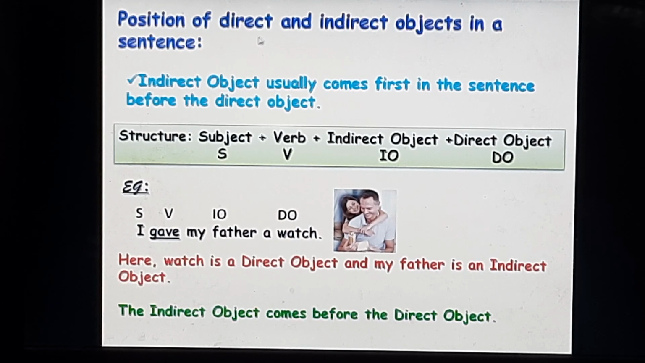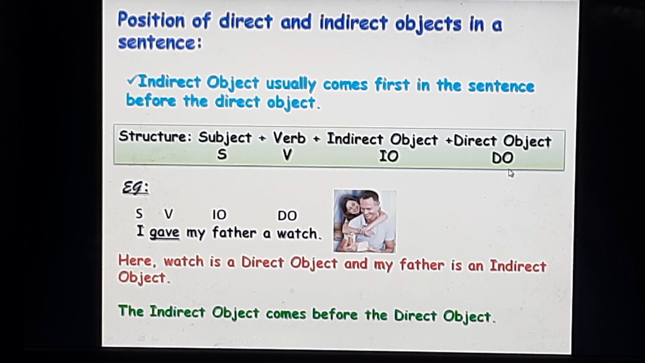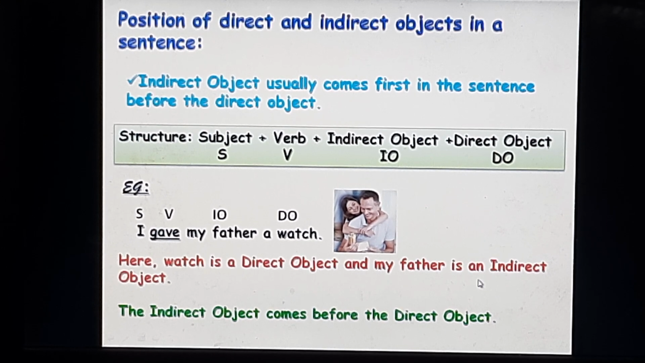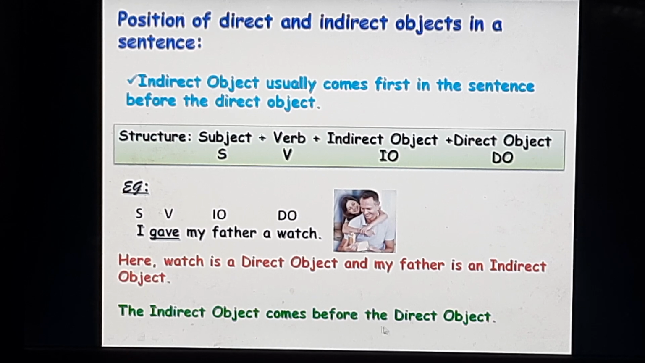Now let's see the position of direct and indirect objects in a sentence. Indirect objects usually come first in the sentence before the direct object, like subject, verb, indirect object, direct object. In this example, I gave my father a watch. Watch is the direct object and my father is the indirect object. In the sentence, the indirect object comes before the direct object.